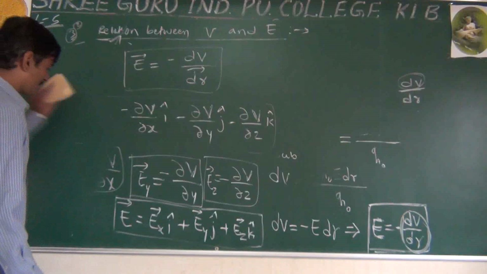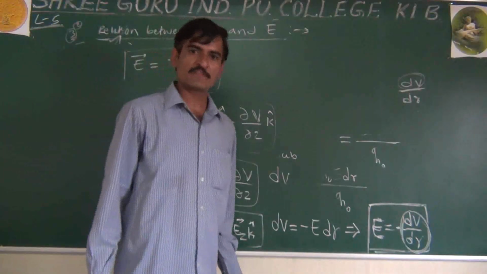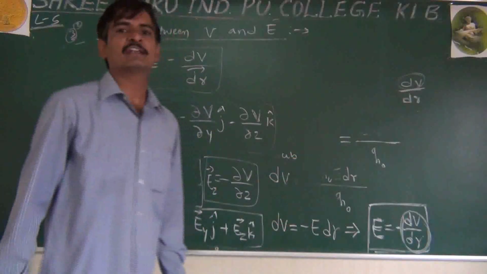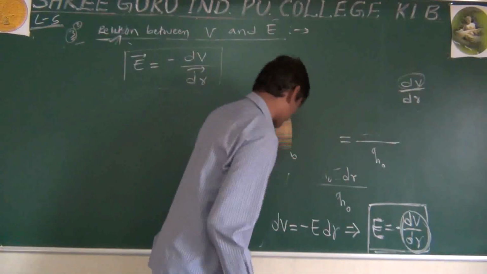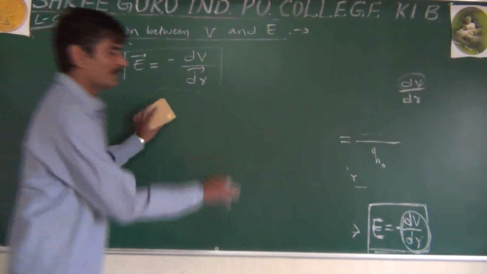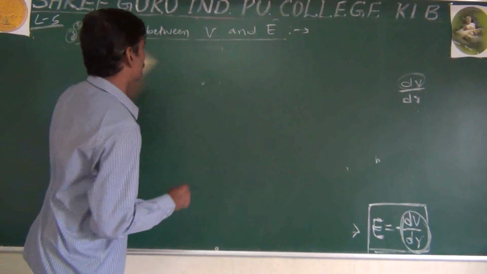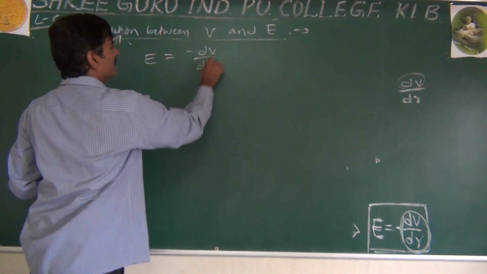And now my reverse question: if you know the electric potential, can you calculate electric field intensity? Yes, you can calculate electric field intensity. I am just playing with all these equations. So now we have got the formula E is equal to minus dV divided by dr, right?